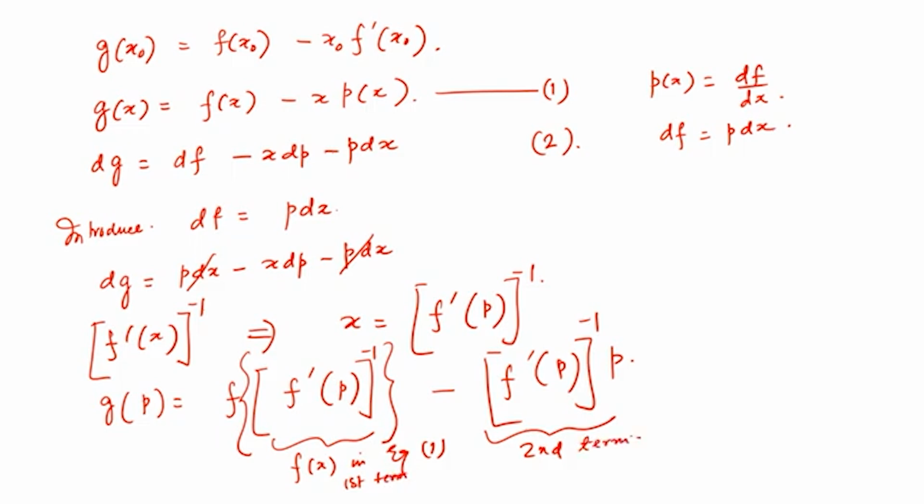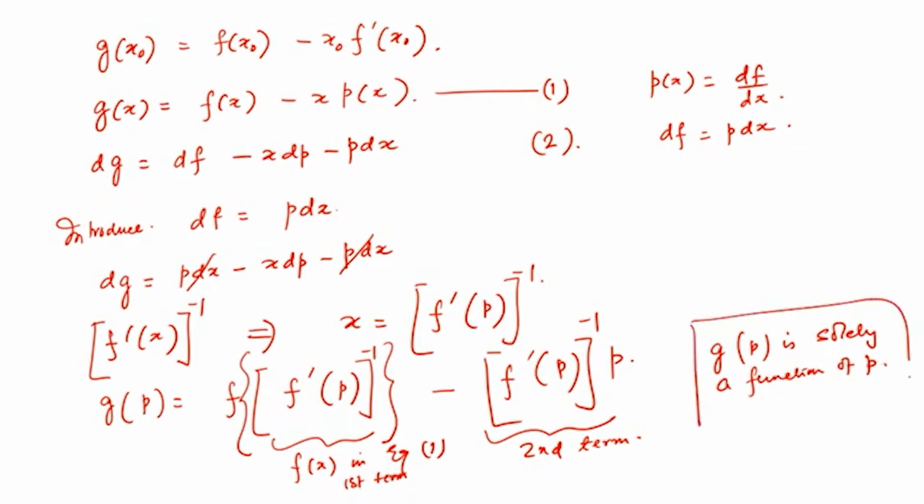Okay. Very well. So, that tells you, you can see it very clearly, that g is purely a function of p. So, g(p) is solely a function of p, which means that that will only be true if f double prime is not equal to 0, okay, which makes sense. Let me give you a simple example just to make this point clear.